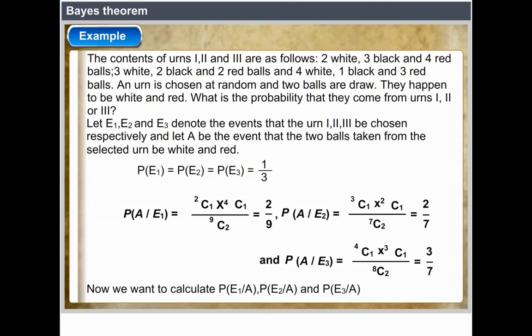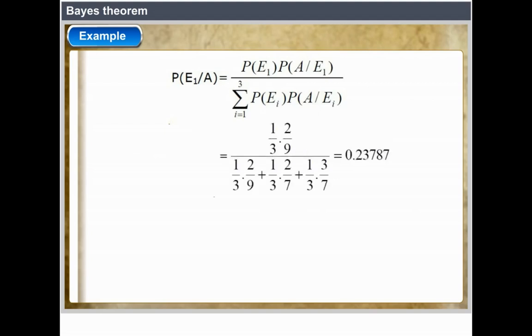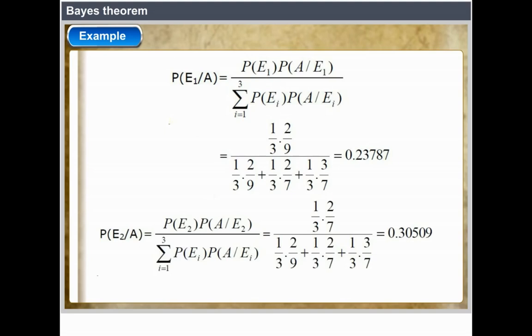Now we want to calculate P of E1 given A, P of E2 given A and P of E3 given A. Therefore, P of E1 given A equal to P of E1 into P of A given E1 divided by summation i equal to 1 to 3 P of Ei into P of A given Ei equal to 1 by 3 into 2 by 9 divided by 1 by 3 into 2 by 9 plus 1 by 3 into 2 by 7 plus 1 by 3 into 3 by 7 equal to 0.23787.